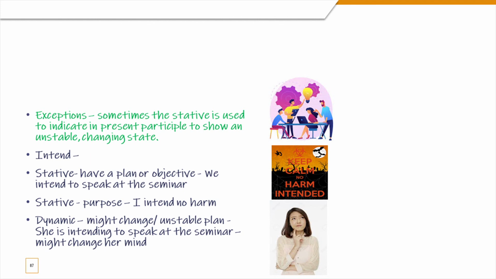Now there is another meaning to intend, which is stative, that is about the purpose. Okay, so you say, I intend no harm. Okay, so you have no purpose to harm someone. No harm intended. Okay, so that is the stative meaning, people. I hope it is a little bit clear to you how stative and dynamic verbs work. Okay, so this can clear some confusion for you, and this is just the tip of the iceberg, people.